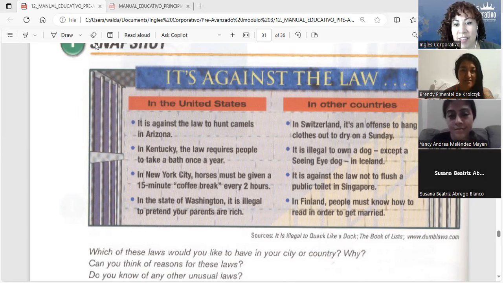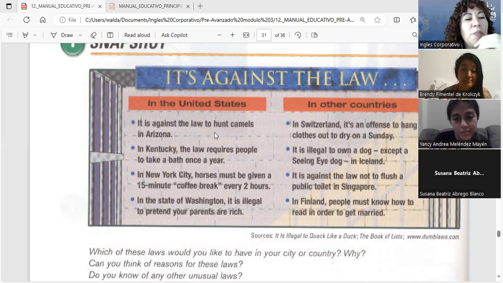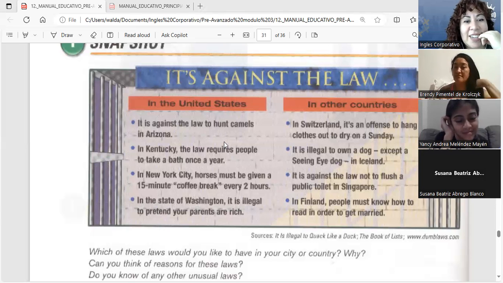It says, sources, it is illegal to quack like a duck, the book of lists. Right? And you can find it at www.dumblaws.com. How many camels do you know that exist in Arizona? I've never even heard of any camels in all of the United States, much less in Arizona. So I don't understand why there are laws against hunting camels. That's strange. That's my reason. Yeah, exactly. Okay.